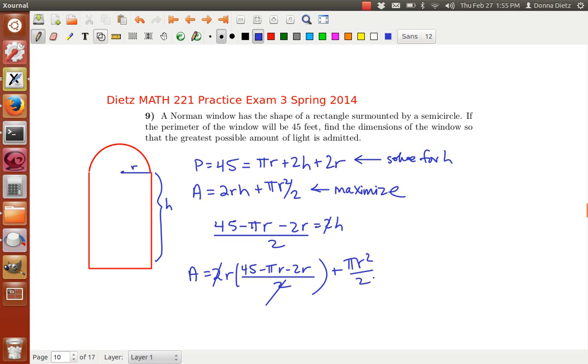Okay? Alright. And you know that if you have 45 feet, if h is 0, you'll end up with a semicircle. But if r is 0, you'll just end up with no area at all. So that's even worse. A semicircular window, at least you could see through it. Okay, so we need both r and h to be positive. So just things to know. Find the dimensions of the window so the greatest amount of light is admitted. Okay, so I'm going to put my area over here.